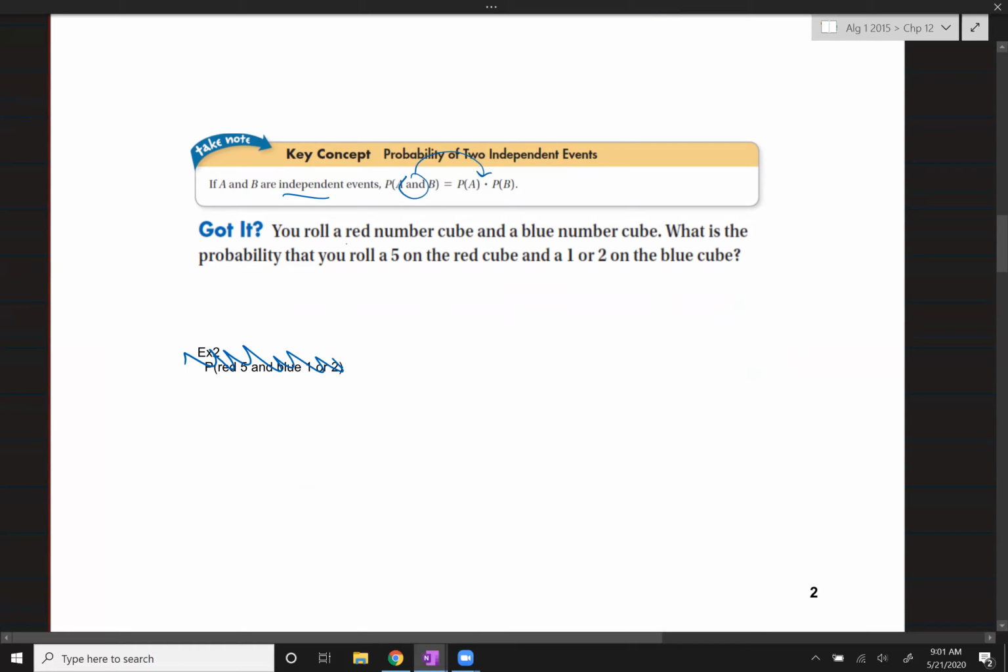Okay, so you roll a red number cube and a blue number cube. What's the probability that you roll a 5 on the red? Well, that's 1 out of 6, multiplied by a 1 or a 2 on the blue. So that's 2 out of 6. Remember, these are independent events, so I don't have to worry about overthinking it. Top times the top is 2, bottom times the bottom is 36. So the chance of this happening is 1 out of 18.